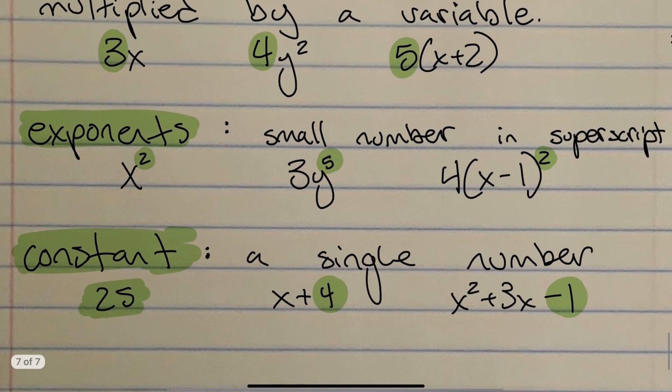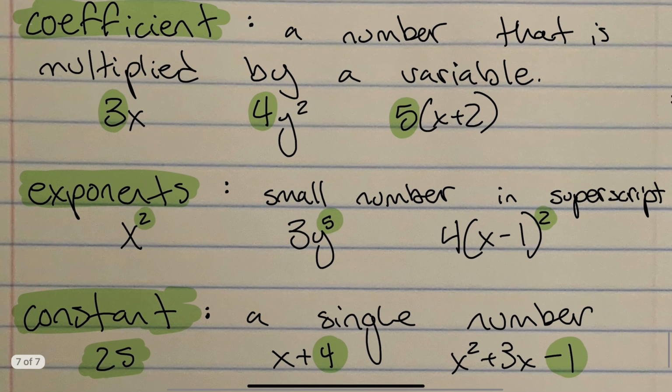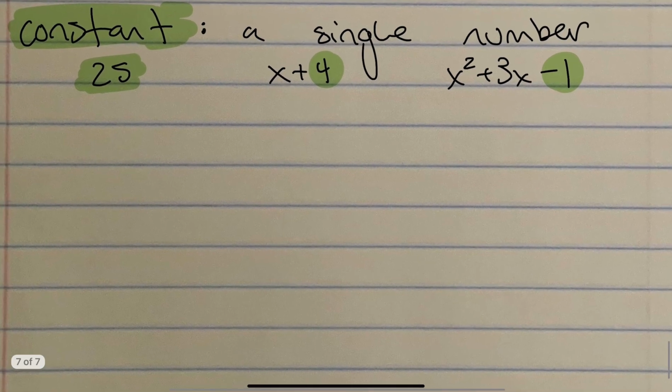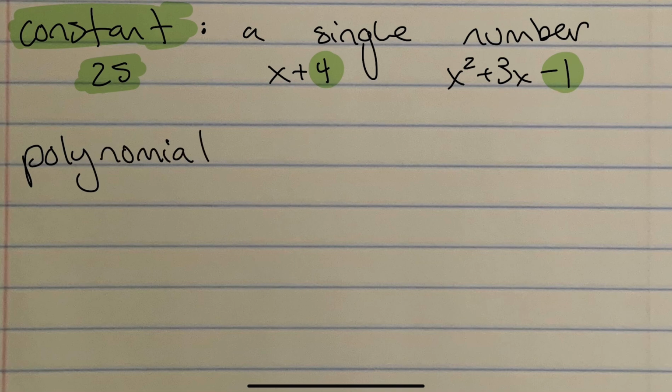Okay, so all of these three are going to refer to numbers. Coefficients are the number on the outside or in front of the variable. Exponents are going to be the little number that's in superscript, and a constant is going to be just a single number by itself. These are all referring to numbers. So the next thing on our list here is going to be referring to an expression. This is a polynomial. This is a big word.